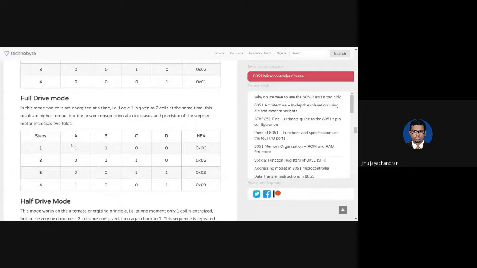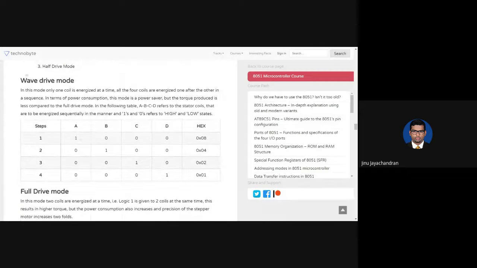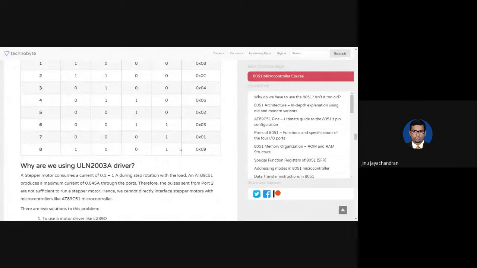So let's say you choose to use the stepper motor in wave drive mode. What you should do is send these pulses 1, 0, 0, 0 to the stepper motor, so that it can rotate according to your instruction from the controller. Okay, that's the only thing you need to do. You don't need to do anything else. That's why the stepper motor is much easier to interface.